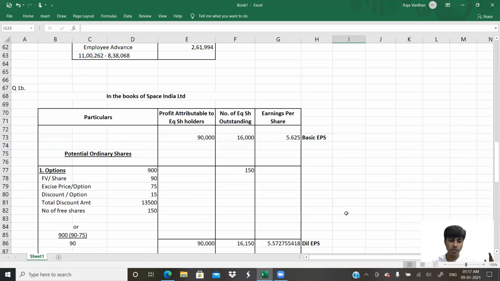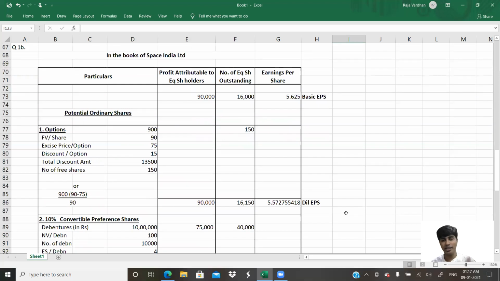Very good. So options, the fair value is 90, but the exercise price is 75. So a 15 rupees discount element is there. 15 rupees per option. So for 900 options, it comes to 13,500. 13,500 is the free element or the discount element. If you divide this by 90 rupees, you technically arrive at 150 options being converted into shares free of cost. You get that? So that many shares are increasing without an increase in the profit element. So that will lead to a decrease in our EPS from 5.625 to 5.572.